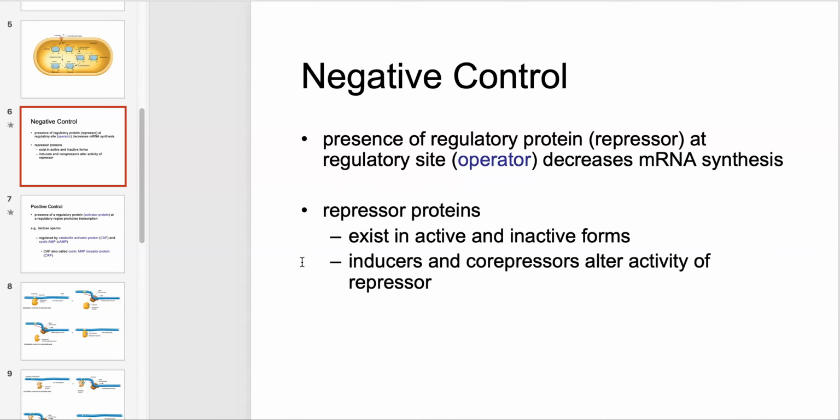Negative control is important as well, and obviously there are regulatory features of the DNA to facilitate this. There are repressor proteins that look specifically for operator sites, and these operator sites are where negative regulation begins. So a repressor would sit on an operator to shut down gene expression of a gene that doesn't need to be turned on at a particular time. Repressors can exist in multiple forms, active and inactive, and inducers and co-repressors alter their activity.